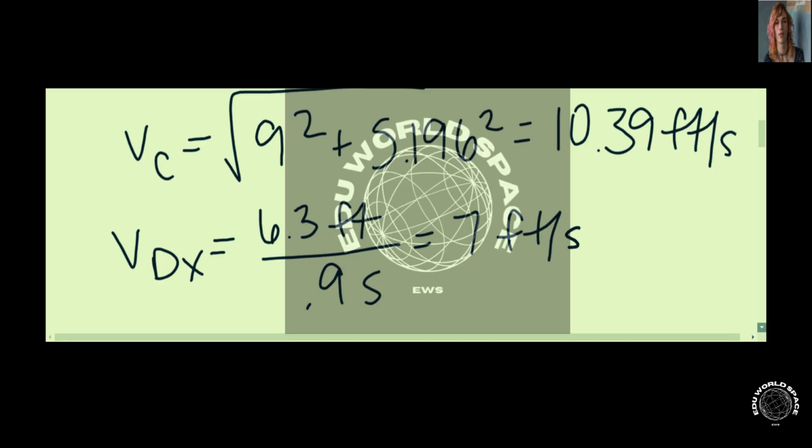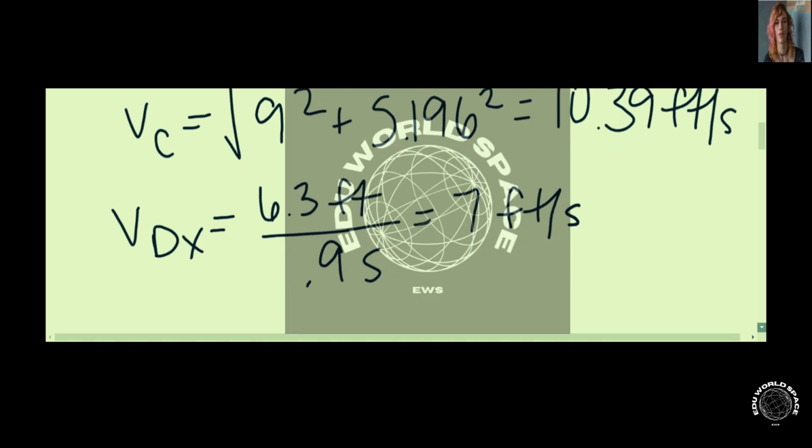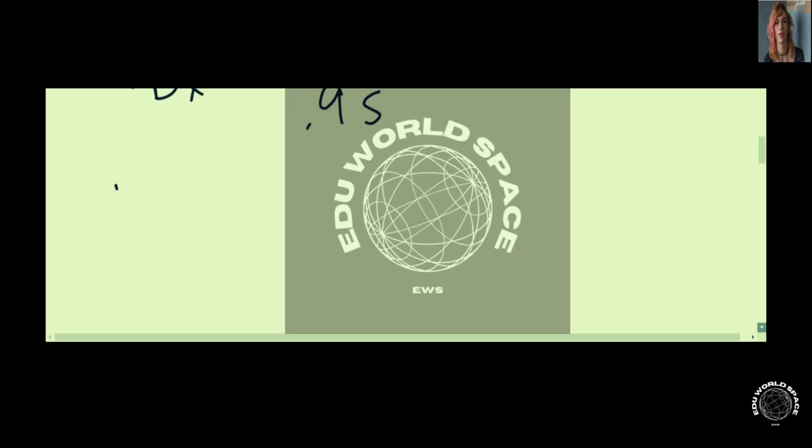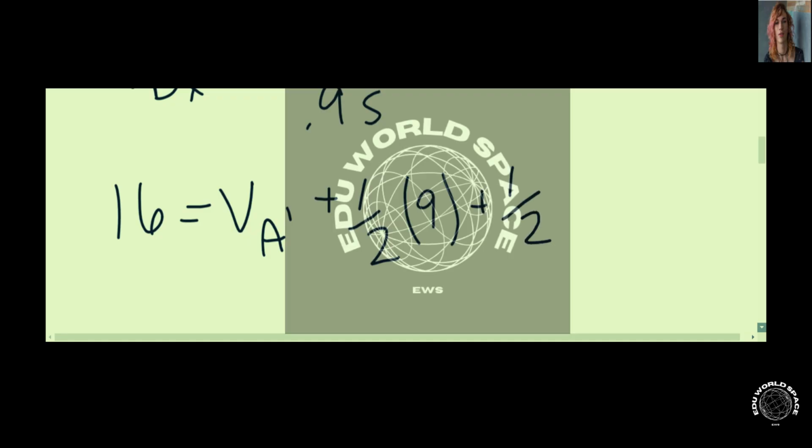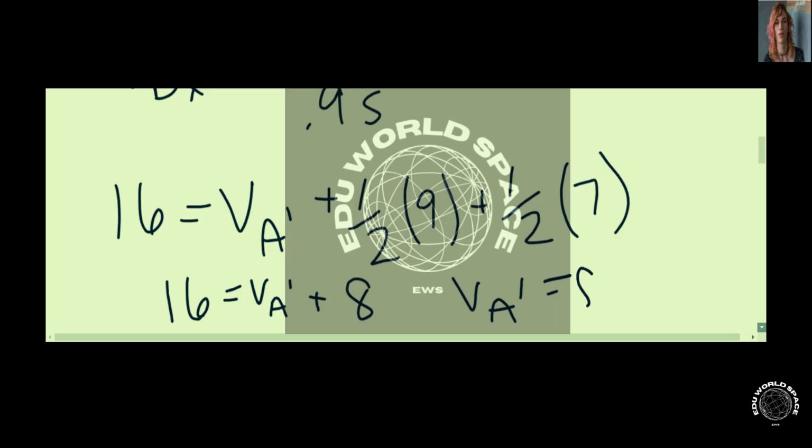So now we have enough information to plug it back into the momentum equation. So 16 equals, we don't know the velocity of A after the collision, but we do know VCX, which was 9, and VDX, which was 7. That gives us 8. And so now we know that VA prime equals 8 feet per second. So that solves part A.